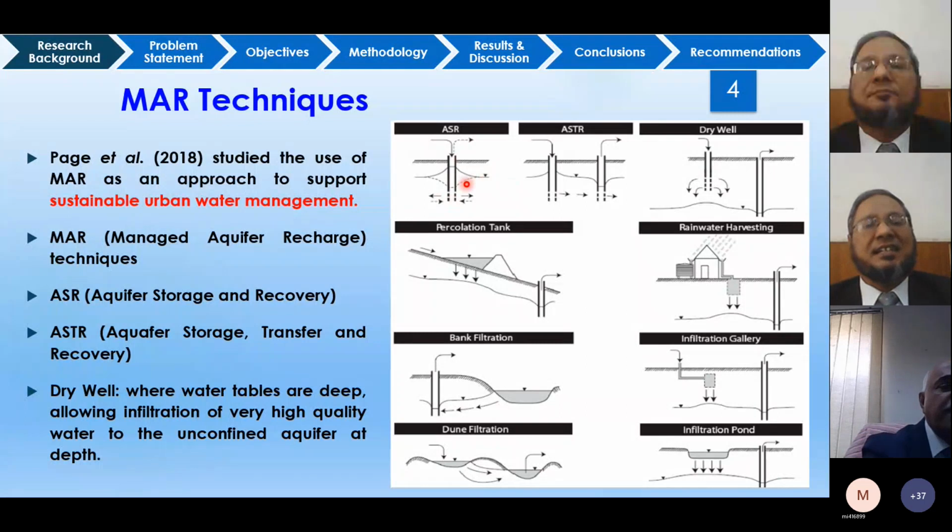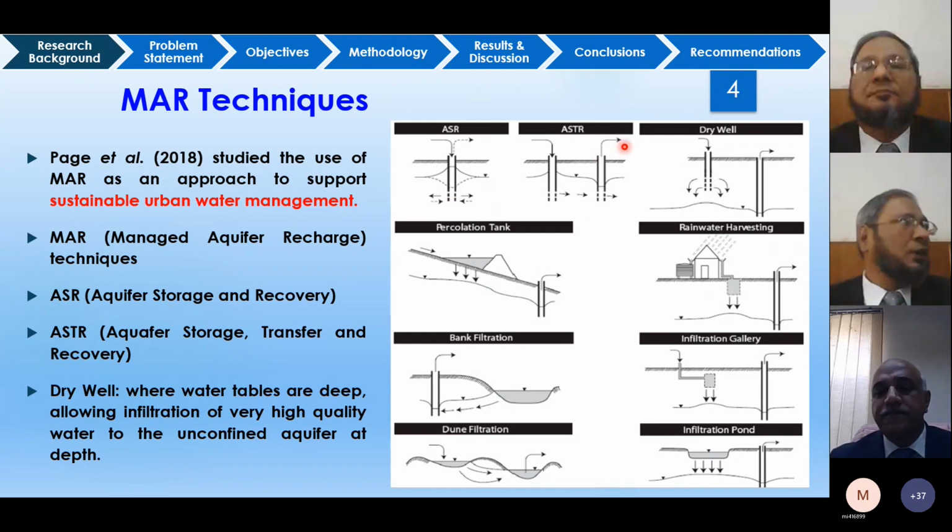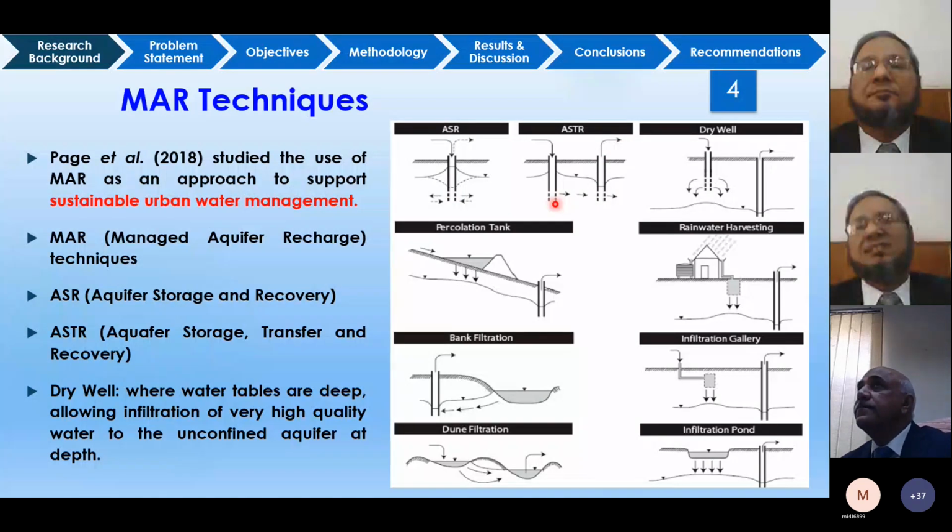Another technique is ASTR, aquifer storage, transfer, and recovery. So if this is our pumping well, this is the recharging well, and through this recharging well, the water table is being raised, and then the water is transferred to this pumping well, from where it is pumped. In this way, this is a sustainable way of keeping the groundwater level. Then another example is the dry well, in which the water table is deeper, and there is a pumping well, and beside that we have installed a recharging well, which raises the water table.